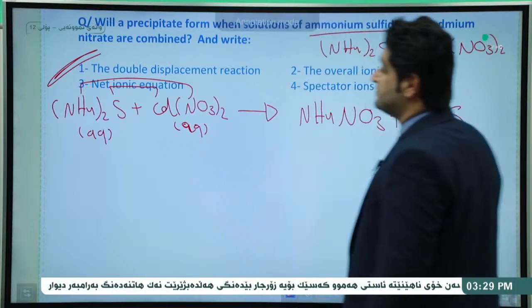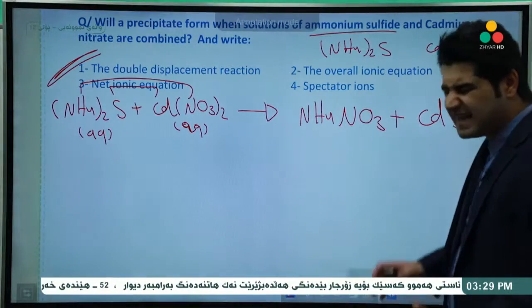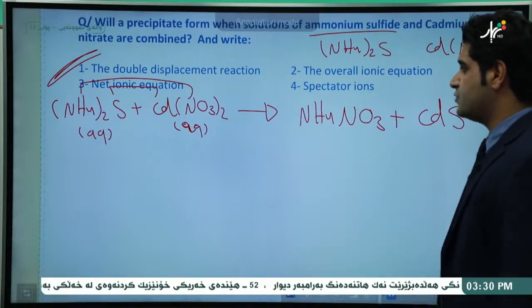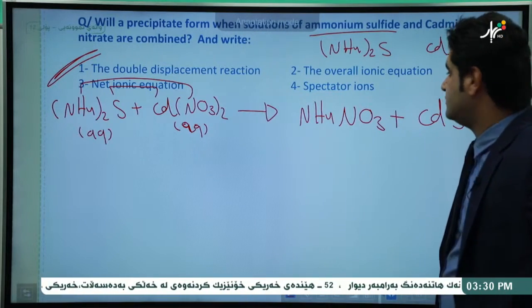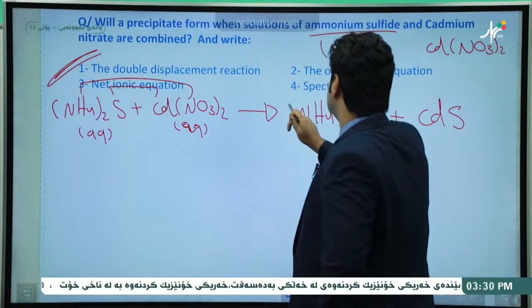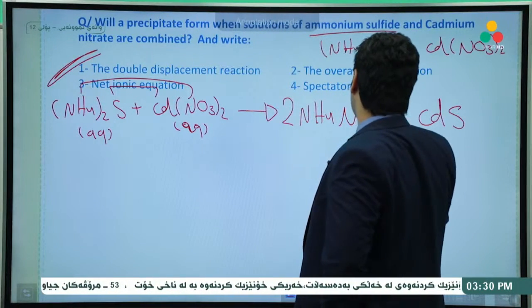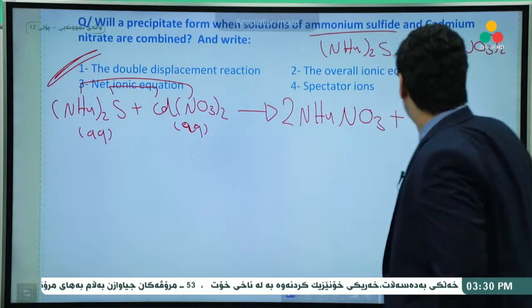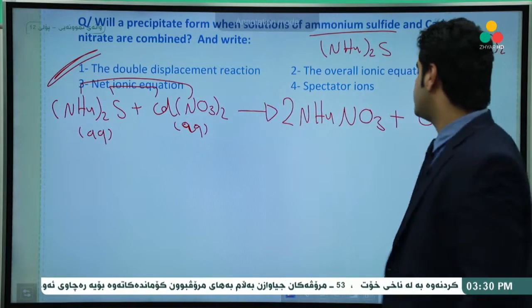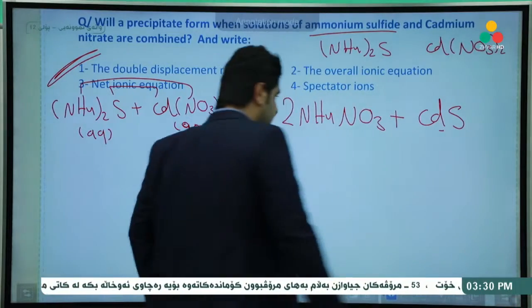That's the double displacement reaction, but still this is not the exact molecular reaction. We have to balance the equation, balance the reaction. Okay. We have 2 ammonium on one side, but we have 1 on the other, so we should multiply it by 2. Now we have 2 nitrates, 1 cadmium, 1 sulfide, 1 sulfide. So the reaction is totally balanced.